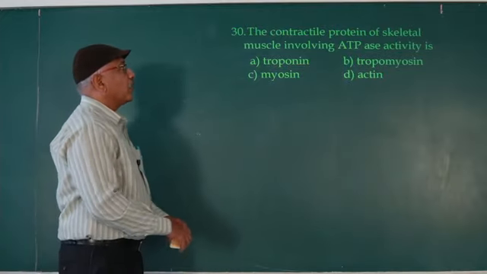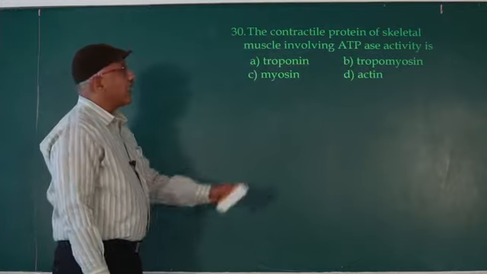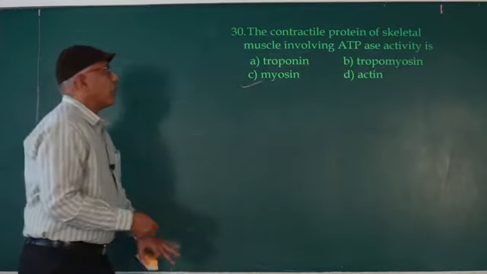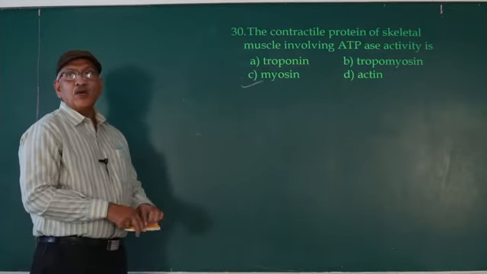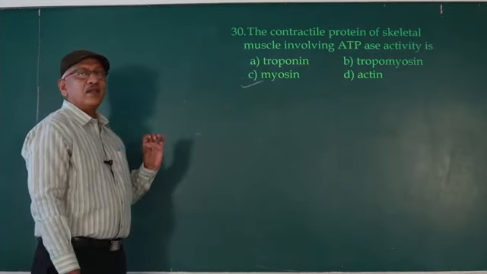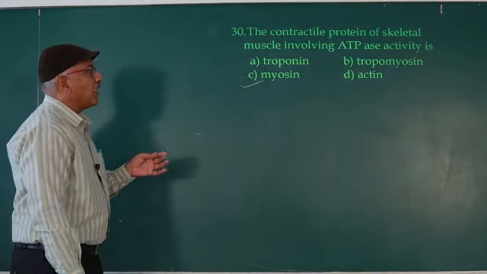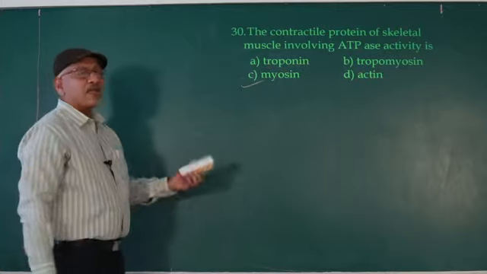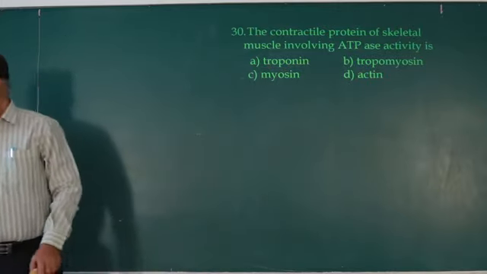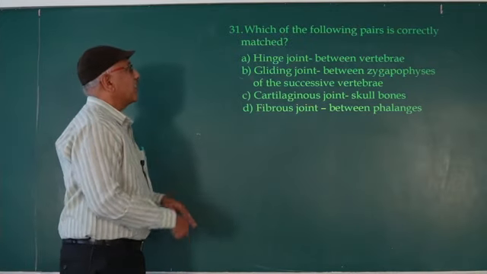The contractile protein of skeletal muscle involving ATPase activity is myosin. The monomer of myosin is meromyosin. Meromyosin contains a head, and the head contains 2 binding sites. One is the ATPase binding site, another is the actin binding site. So the answer is myosin.